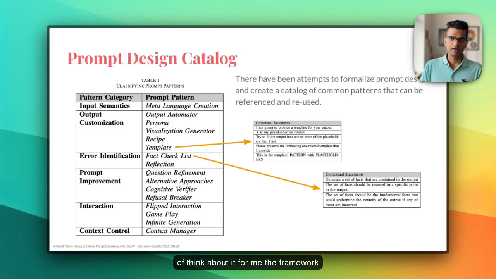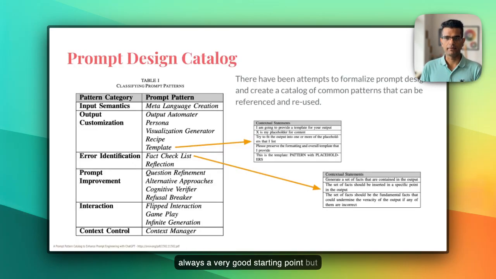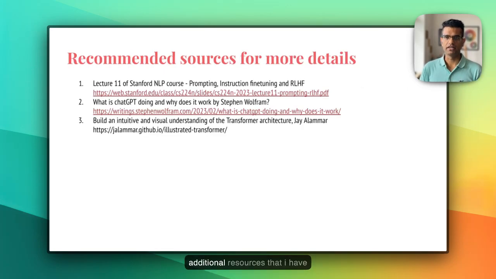For me, the framework that I presented before, context, task or instruction, input data, and output format, is always my starting point when trying to design a prompt. And then based on how it responds, based on instructions and adaptations and stuff like this, is when I evolve my prompt. But this for me is always a very good starting point. But as I said, feel free to also look at these resources, and there are also additional resources that I have added in the slides.